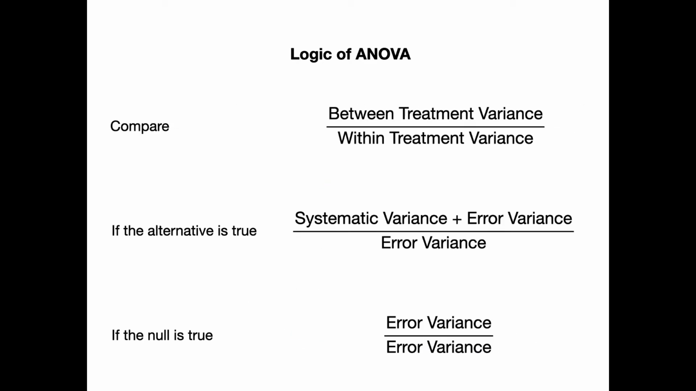So what we're going to do when we do the statistical test in ANOVA is we're going to create a ratio that compares two variances. We're going to look at the variability between treatment conditions, and we're going to compare it to the variability within treatment conditions.